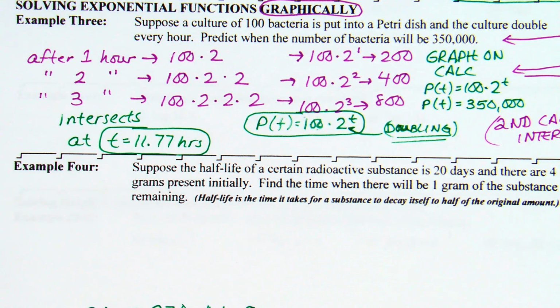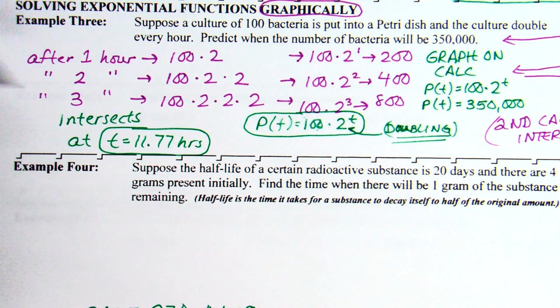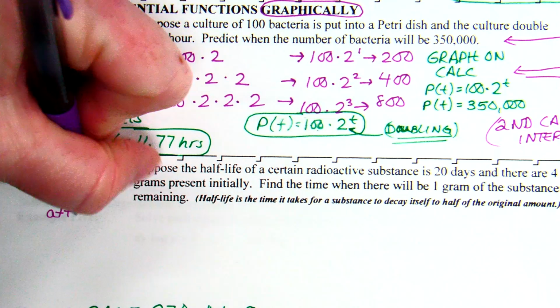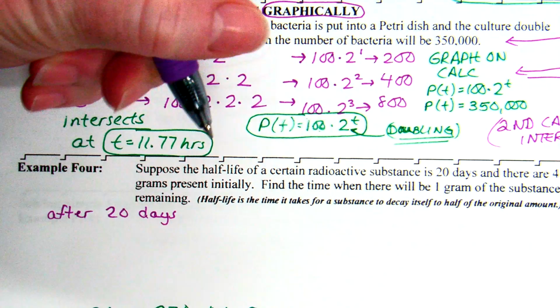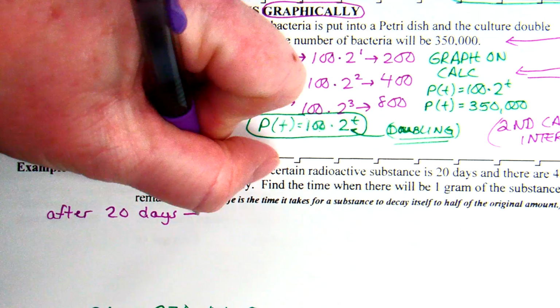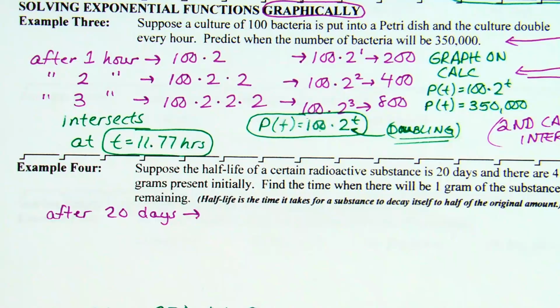Except this time, what do I want to look at? What's my interval? We're talking days, but do I want to see what happens after 1 day? No, the first interval I want to look at is what happens after 20 days, because my half-life interval is 20 days. So, as I said, like last time, we're going to start by looking at what happens after 20 days. So what are your thoughts about what happens after 20 days?